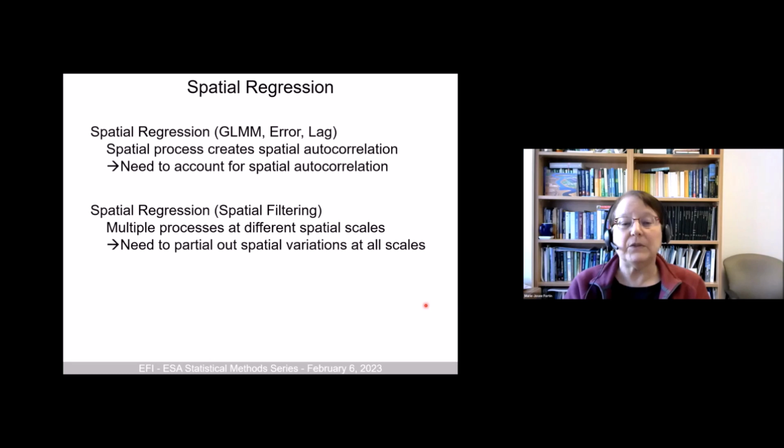Another series of methods that are also called spatial regression is to do some kind of spatial filtering. This is a case where we have maybe multiple processes or factors that are affecting the data at multiple spatial scales. So what we need to do now is to detect what those key scales are and to remove or partial out the effect of those scales. So this is spatial filtering.